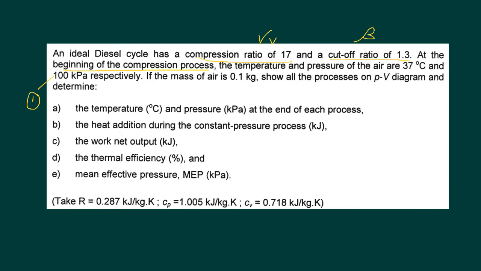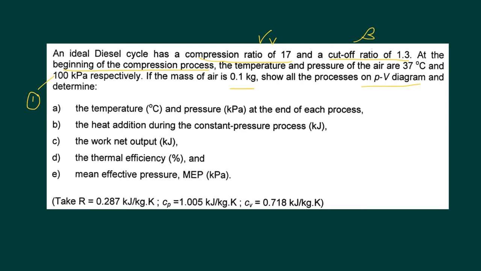And the mass of air is given as 0.1 kilos. You need to show all the processes on a PV diagram, and you have to determine the temperature and pressure at the end of each process, and the heat addition during the constant pressure process, because this is an ideal diesel cycle. So the combustion happens during the constant pressure process, right? Next, we are looking for your net work, then your thermal efficiency, and finally we are going to find your MEP, mean effective pressure.